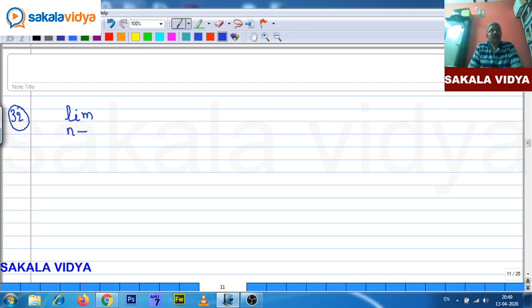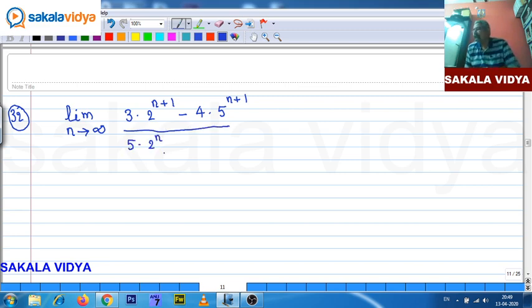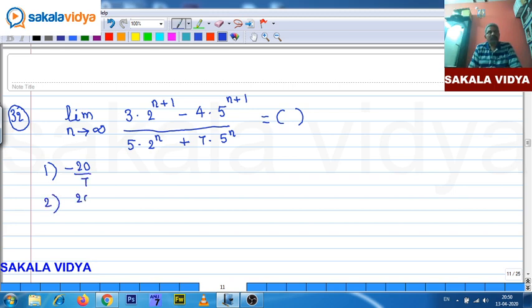Okay. Limit n tends to infinity, (3 into 2 to the power of n plus 1 minus 4 into 5 to the power of n plus 1) upon (5 into 2 to the power of n plus 7 into 5 to the power of n) equals: first option minus 20 by 7, second option 20 by 7, third option 10 by 7, fourth option minus 10 by 7.